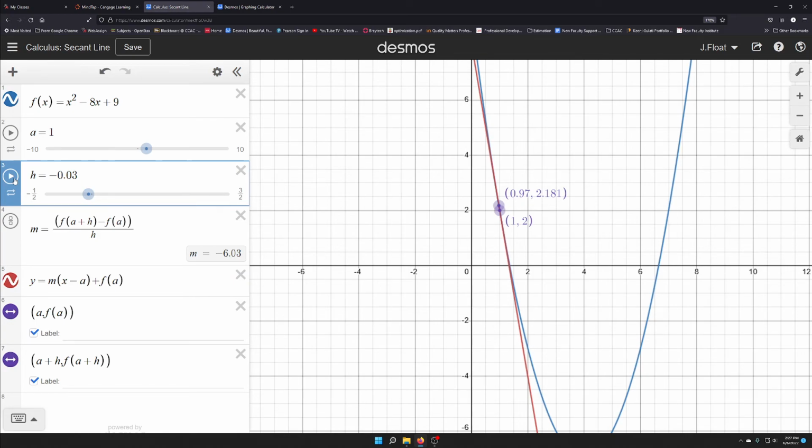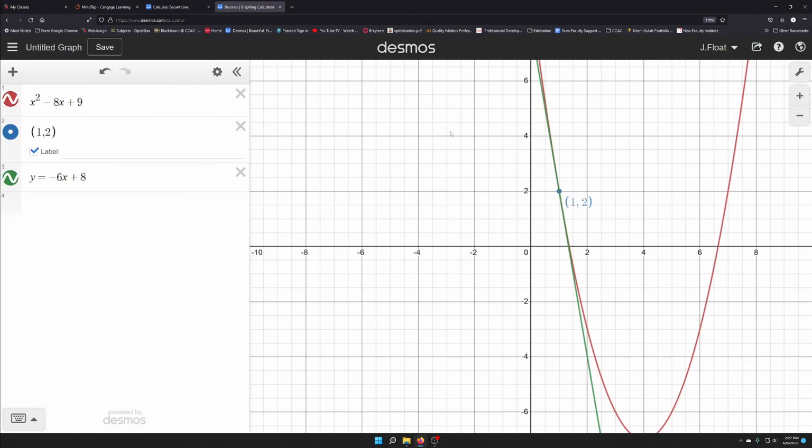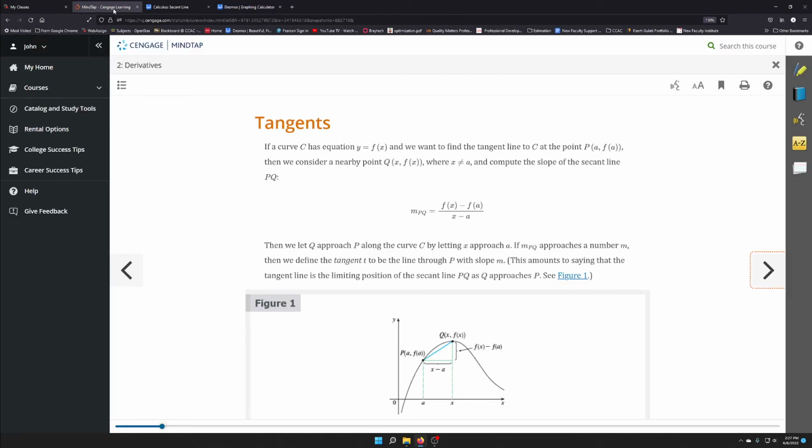But remember, we're talking about limits here. So in this example, these are secant lines, and we're allowing them to approach x equals 1. In this example, we actually figured out, if we're standing at exactly x equals 1, what is the slope of the tangent line? And that leads us into our very last definition.